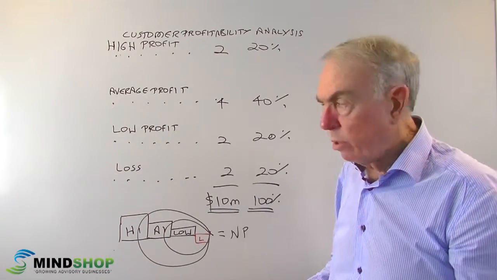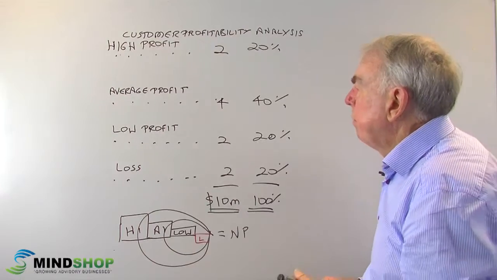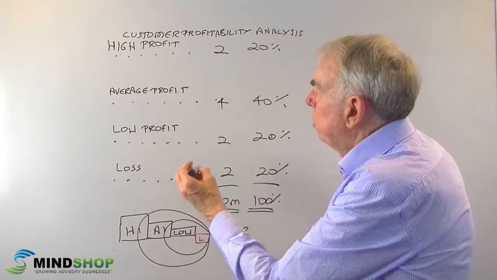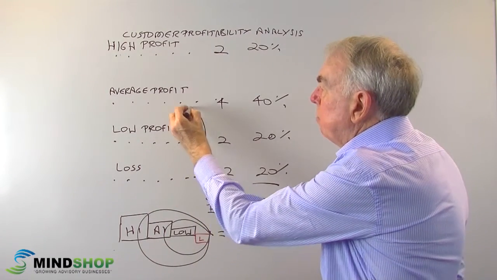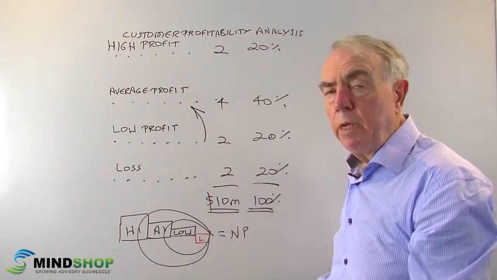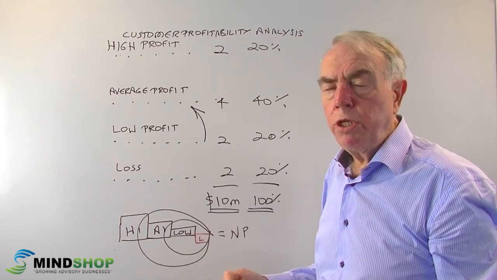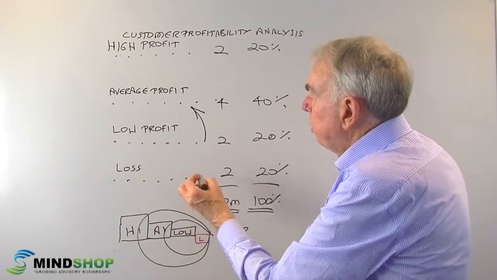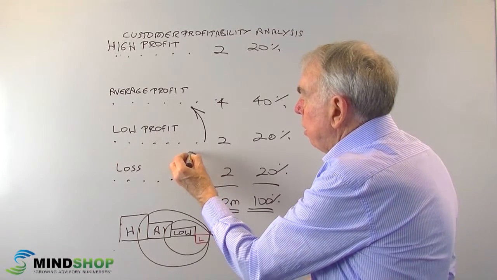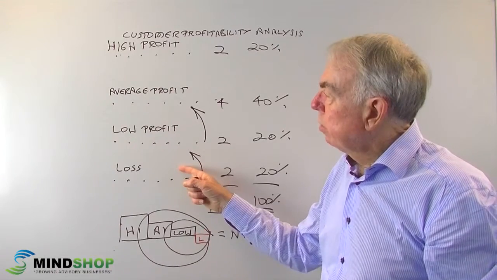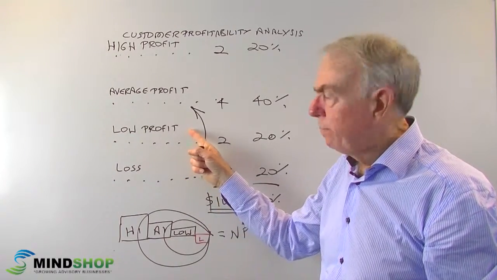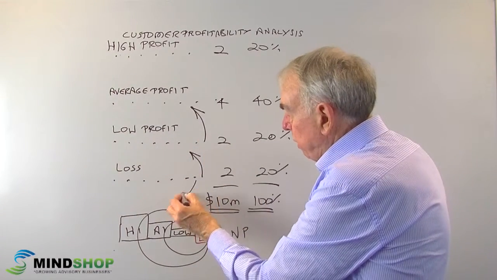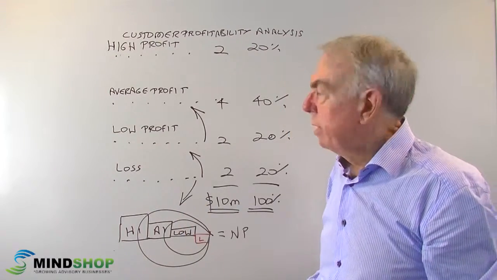So then, what do you need to do? You need to identify what actions you can take to take the low profit customers up to at least average profit. That might be changing processes, it might be changing procedures, it might be changing prices. And then you need to see what action you can take to improve your loss incurring clients up to low profit. Or if you can't do that, you stop working for them, you manage them out.